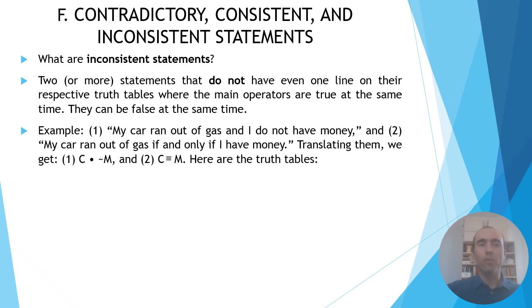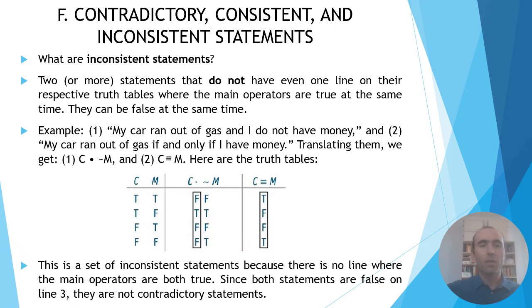Let's analyze this example. The first statement is my car ran out of gas and I do not have money. The second statement is my car ran out of gas if and only if I have money. Translating them, we get first C dot tilde M, and the second statement translated is C triple bar M. Here are the truth tables. This is a set of inconsistent statements because there is no line where the main operators are both true.